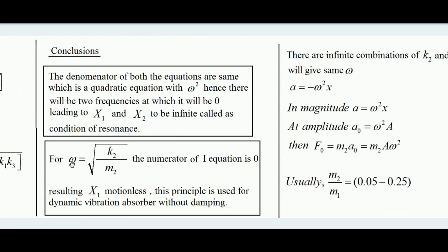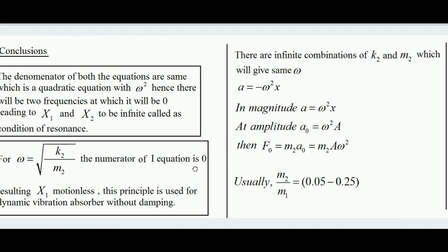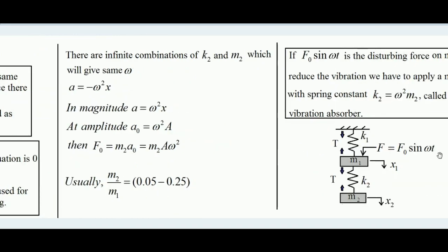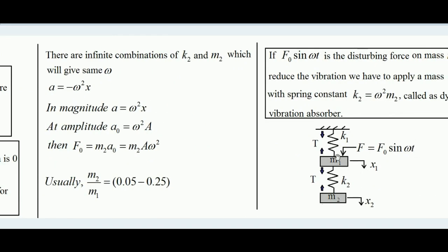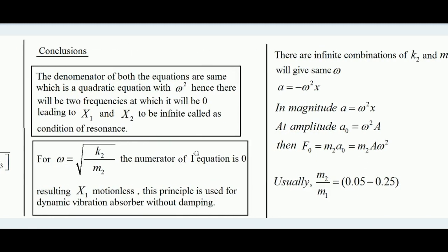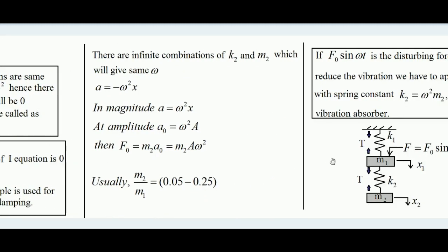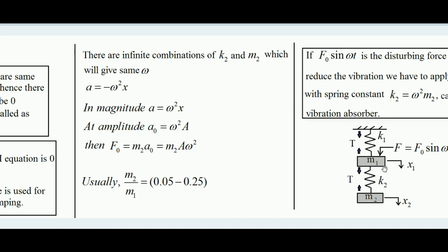Okay, so you can see over here that the frequency of vibration of the second mass and the frequency of the disturbing force are the same. In this case, this k2 and m2 system, this spring mass system, will act as an isolator, as a dynamic vibration absorber for this disturbing force. Okay, so this is the principle of a dynamic vibration absorber of any system. You can isolate the vibrations just by applying a spring mass system.